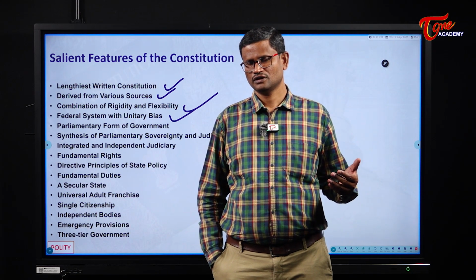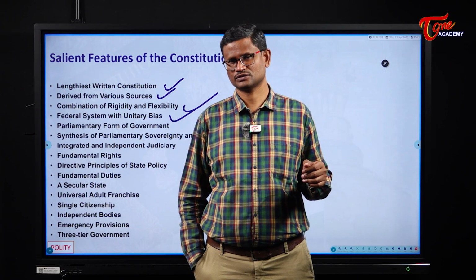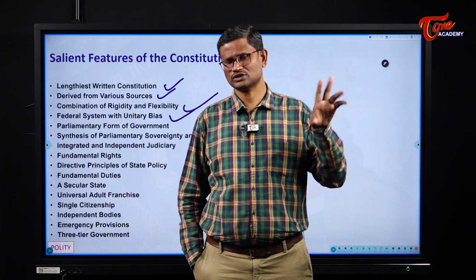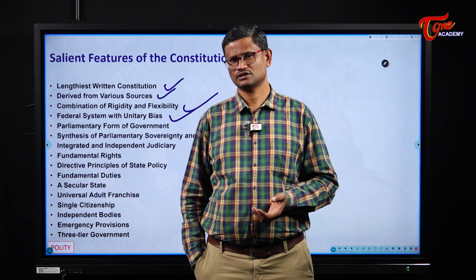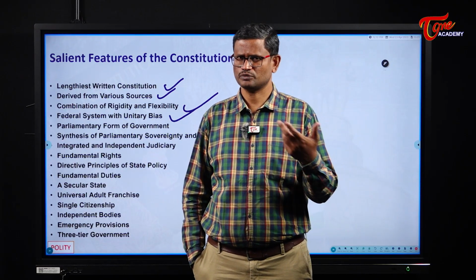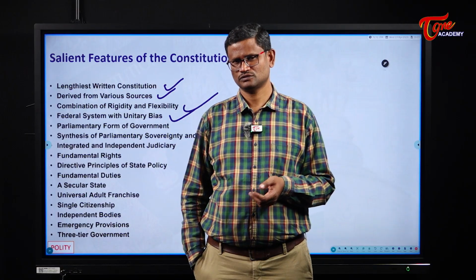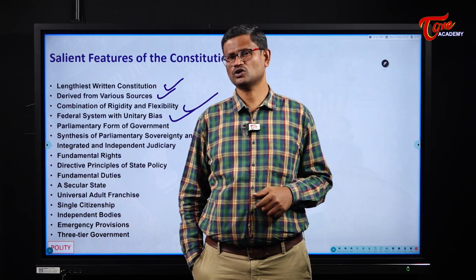Because in the union list we have 97 items, but in the state list we have only 59 items. So the center is strong. With respect to items on the concurrent list, the center has supremacy over the states. In addition to that, when national emergency is in operation, the constitution becomes unitary, and the center is all powerful. The revenue raising capacity of the central government is far superior compared to the state governments.